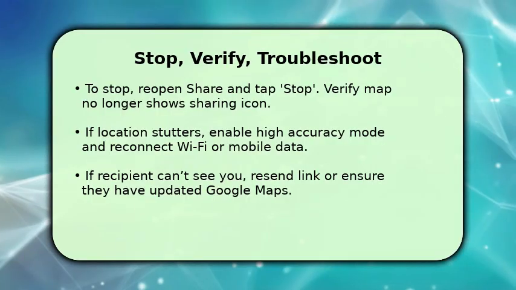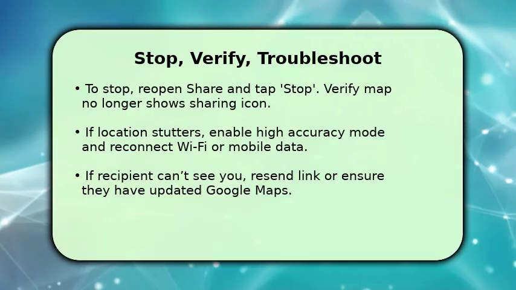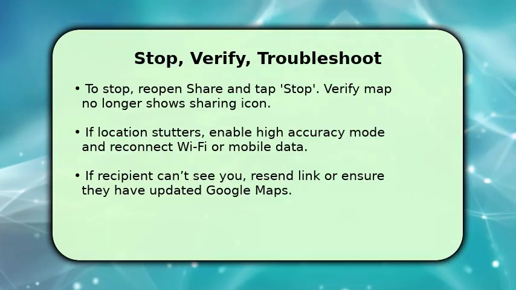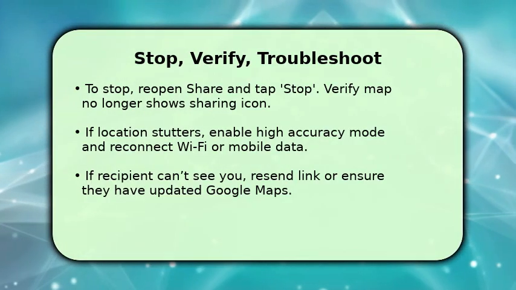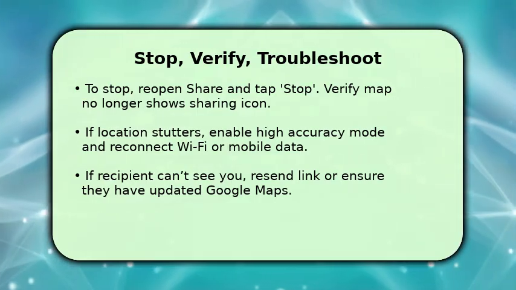Weak signals cause lag. If someone reports they can't view you, resend the link, check they updated Google Maps, and confirm their permissions. These steps close the loop and solve most common problems, so your live location works reliably next time.